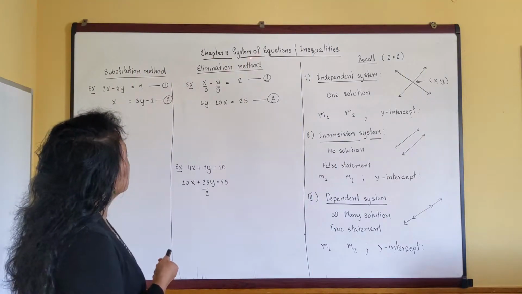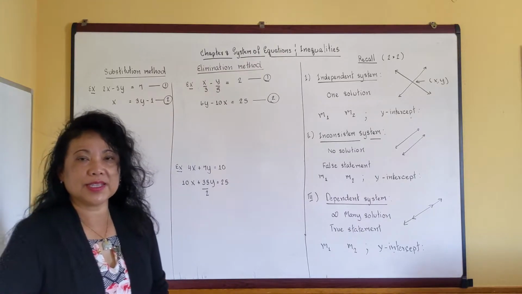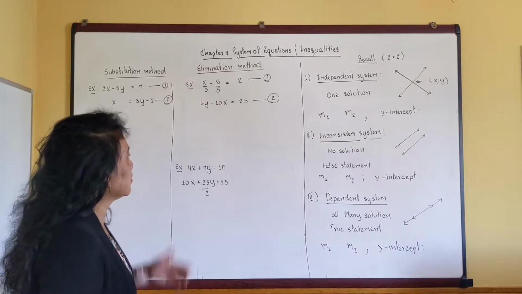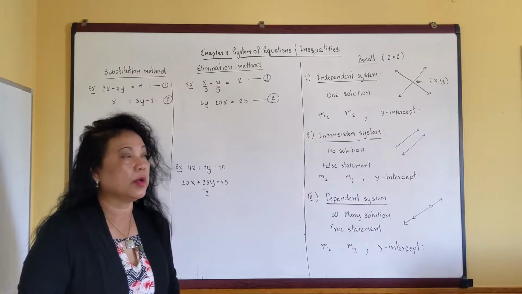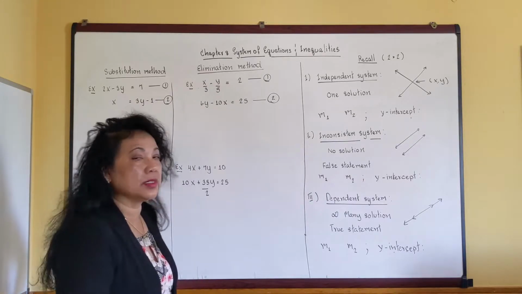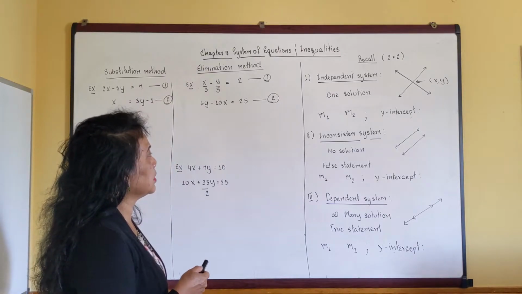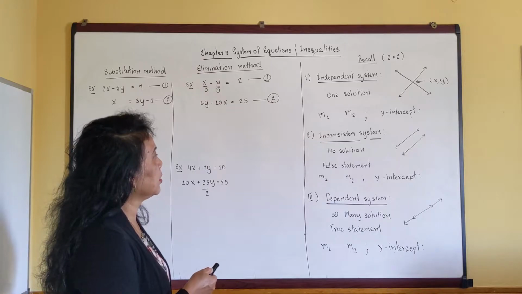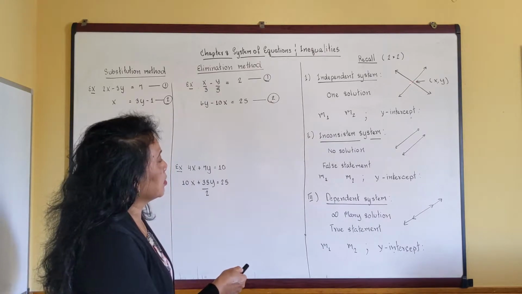Chapter 8 is the system of equations and inequality. So before we start our chapter, let's review our 2 by 2, which means you have two variables and two equations. If you have a linear equation, it's going to be a line. If you have two equations and two variables, the line can cross at one point. Let's say it's crossed at this point.